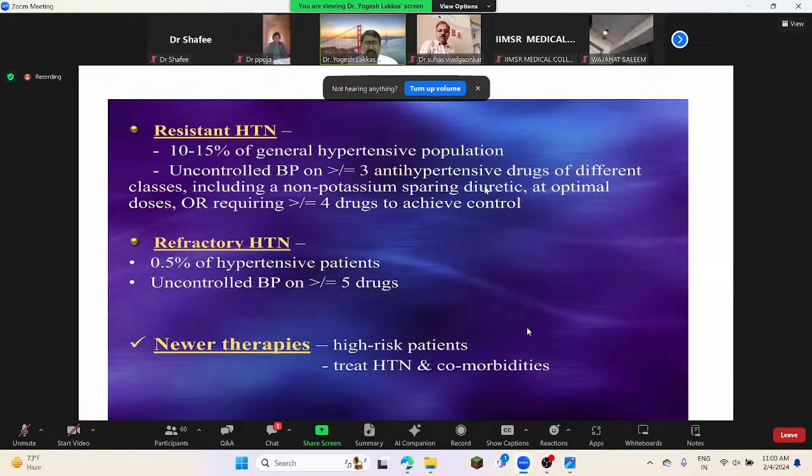This is an important slide from a clinician's or physician's point of view. Resistant hypertension: when do we call it resistant hypertension? Almost when we need to add a fourth drug to a patient. In refractory hypertension, even the four drugs are not helping, and you may need a fifth drug or other measures. Even with all these measures, it may not be controlled, and then we need newer molecules or newer modalities of treatment.